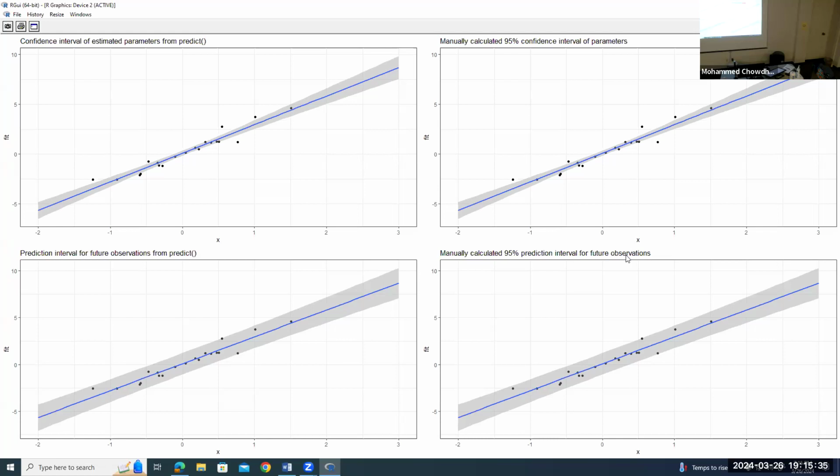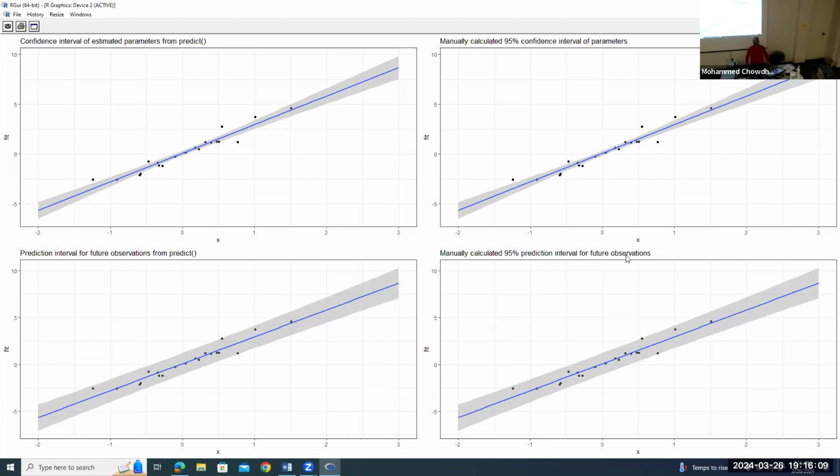That is the confidence interval, that is the prediction interval, right? Which one is bigger? The prediction interval is wider, and the confidence interval is not as wide. And this is the fitted regression line. I fit the regression line, and on the regression line I construct the confidence interval and the prediction interval.